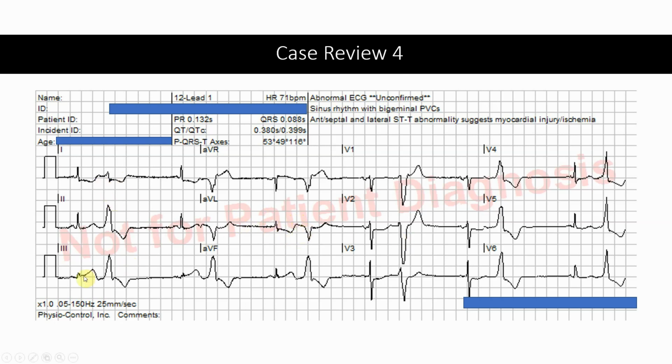Now, this is not ischemia in AVL or lead 1. This is reciprocal changes to an inferior MI. Now, the monitor did not pick up on this because there's not a lot of elevation. But look at this T wave.